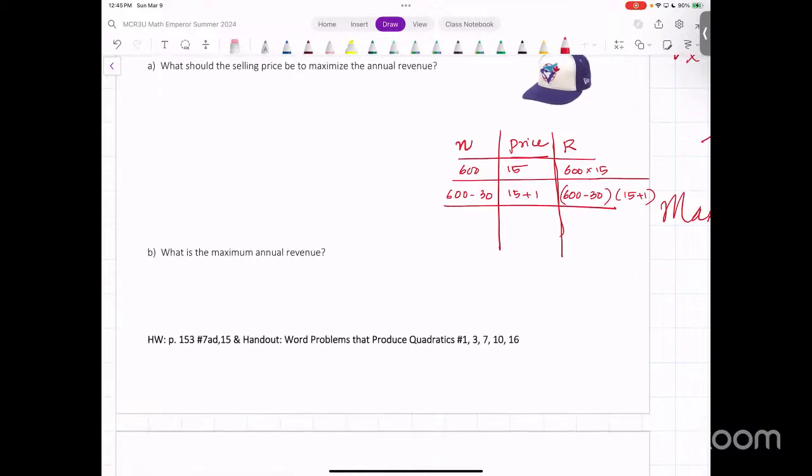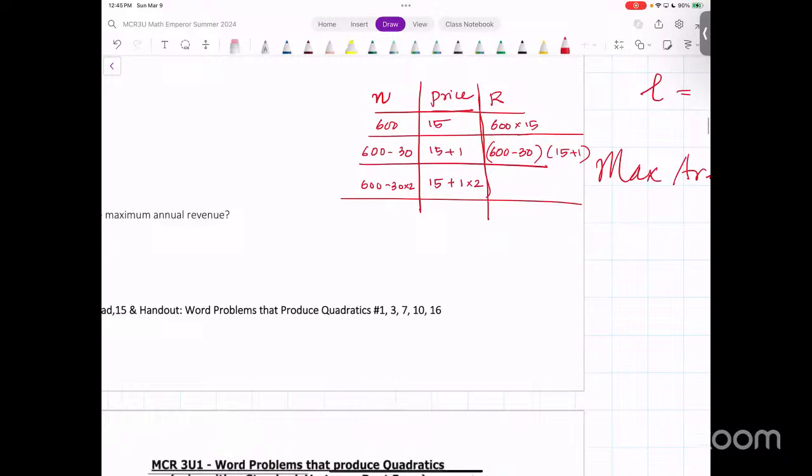Kavya and Audrey, are you seeing that picture? All right. So what will happen if I increase the price by $2? So 1 times 2. Can I rewrite 30 times 2 here? 60 sales will drop, isn't it? For every $1, you drop by 30. So if I increase 2 times, you will lose 60 sales. So how do I calculate the revenue? (600 minus 30 times 2) times (15 plus 1 times 2), isn't it?